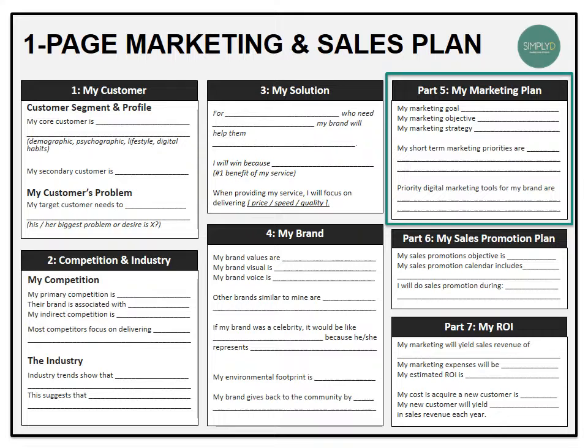Now let's complete section 5 of our one-page marketing and sales plan. So going back to the goals, what is your marketing goal? What is your marketing objective? And then what is a strategy that will help you achieve the marketing objective? What are your short-term marketing priorities? What are the tactics you will use to help you achieve your marketing goals? And then what are the priority digital marketing tools?